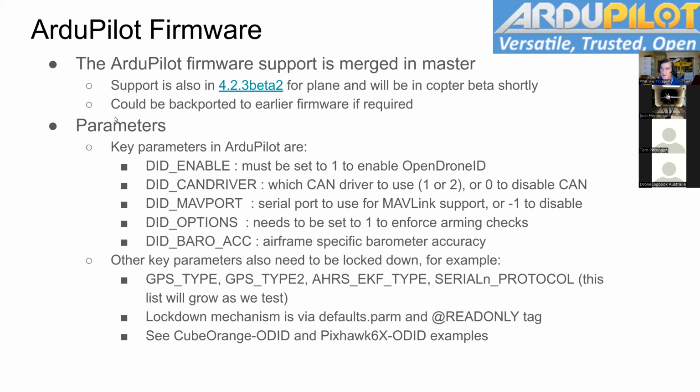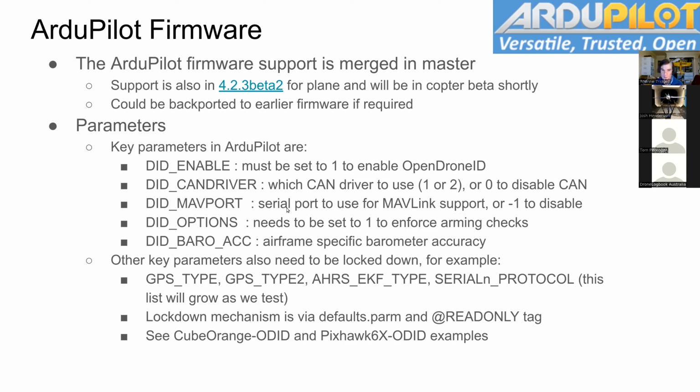Or contact me on your partner support channel would be better actually, so other people can get involved rather than me just personally. The key parameters you need to set in ArduPilot: DID enable to enable the drone ID system, and the CAN driver to say which of the 2 CAN drivers. You can have 2 CAN drivers on 1 port, or on 2 ports, etc. We've got this concept of a CAN driver in ArduPilot, and that's how you link to it.